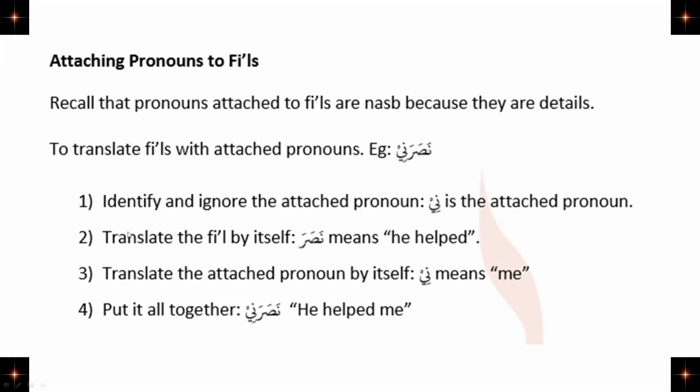Okay. Now note, identify, and this is how you go about translating this. How do you translate any fi'l that is attached to a pronoun, or a pronoun attached to a fi'l? Because the fi'l is written like this, and then the pronoun attached to it. So we say the pronoun, of course, this is an attached pronoun, not independent. The independent equivalent of this is ana. Note that, okay? So nasara, you can't say nasara ana. You say nasara ni, okay?